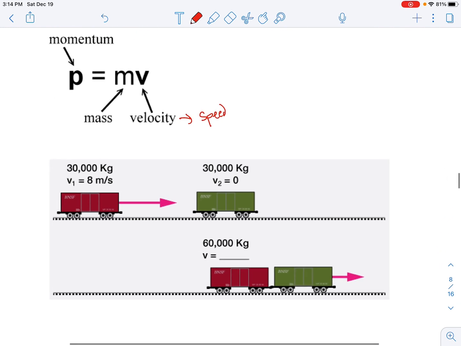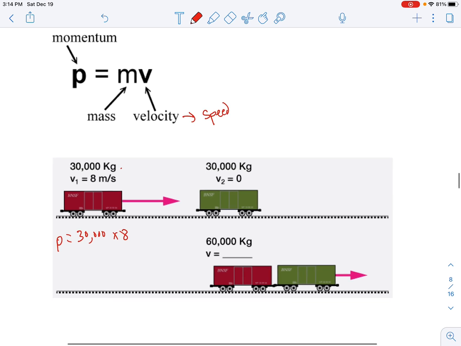So I kind of have a little train example here, guys. So we have a 30,000 kilogram train. And it's moving forward at 8 meters a second. And then it hits another train car. And they're going to go forward together then. Okay, so the momentum of this red car, the momentum would be our mass of 30,000 times 8.